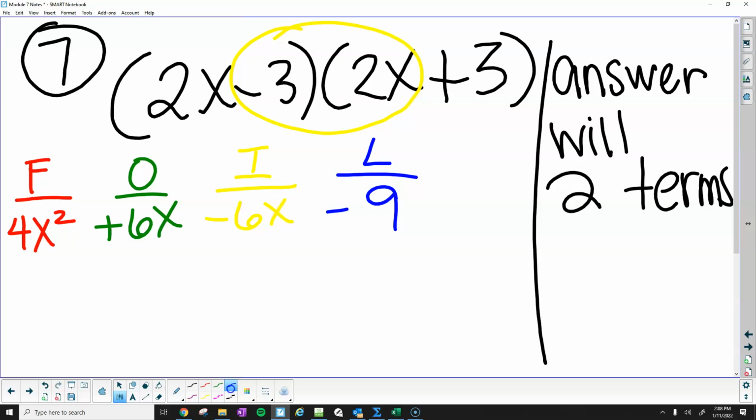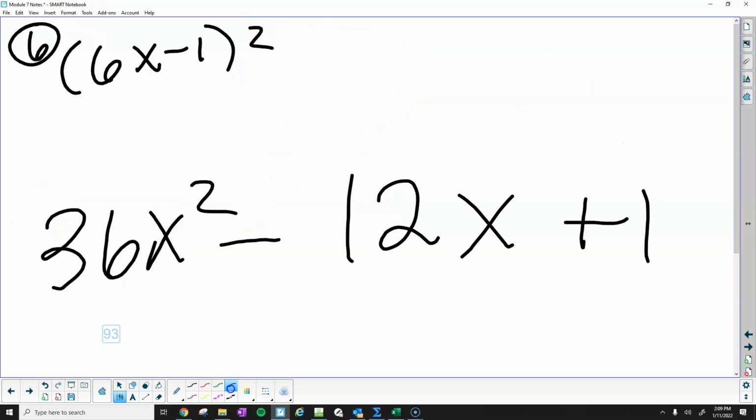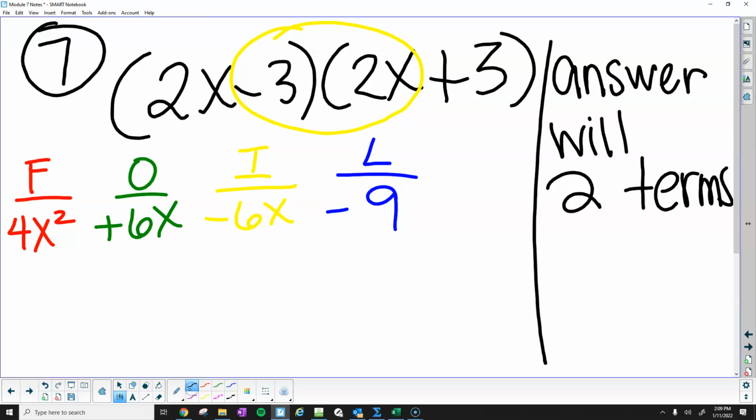What do you notice about the O and the I? Yeah, y'all, if they don't cancel each other out, we did something wrong. So the answer is 4x squared minus 9. 2 terms. Always. Number 7. Here's number 8.